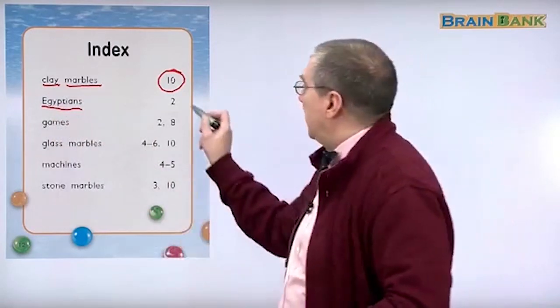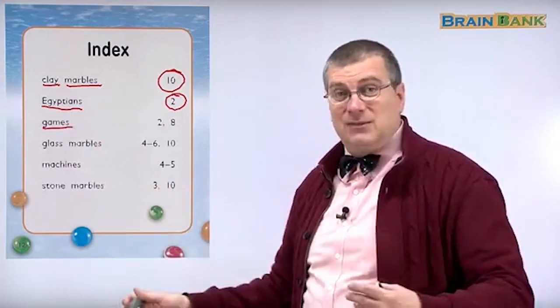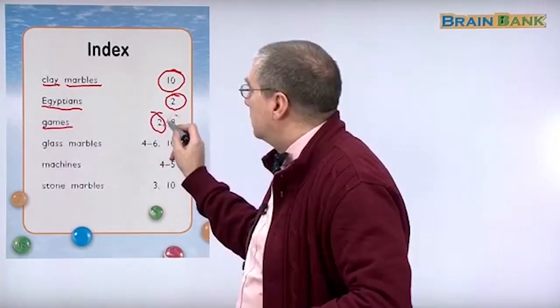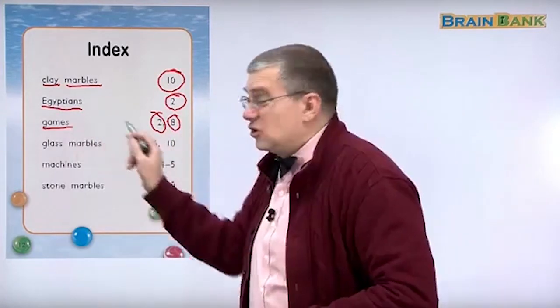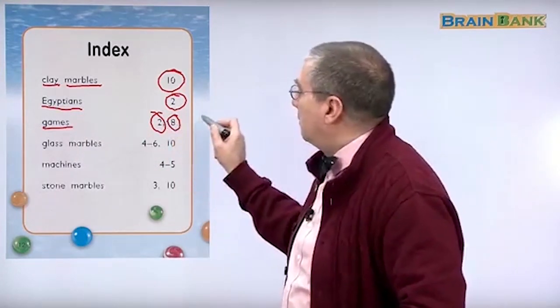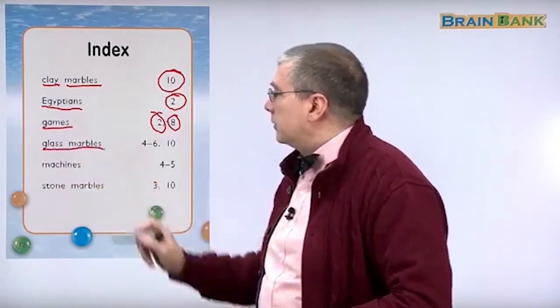We talked about Egyptians. What page? Page 2. We talked about games, many different kinds of games. We talked about games on page 2 and page 8. So the two places in the book we talked about games were pages 2 and 8.